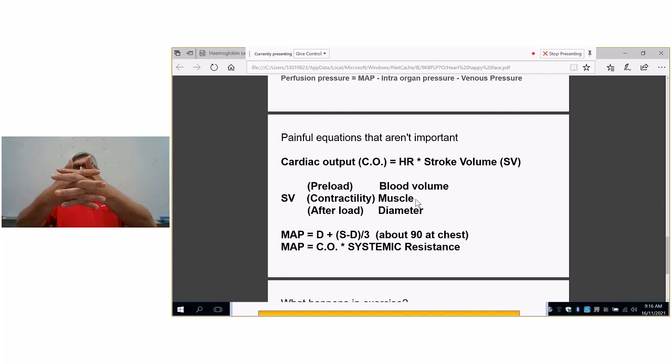I don't know. It's a cartoon I see in my head. Afterload is just diameter. So think vasodilation and vasoconstriction. And if you vasodilate, what happens to your resistance? Less resistance. And if there's less resistance, what happens to your blood pressure? Lower. And that's that equation at the bottom there. For the same cardiac output, if you have less resistance, you have less mean arterial pressure.